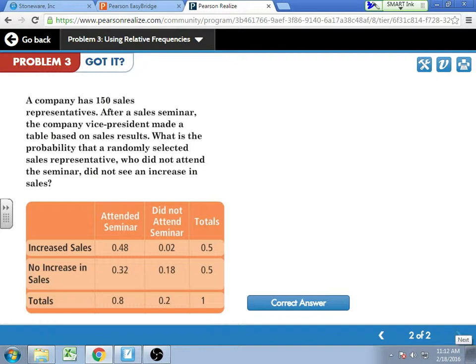Yeah. Oh, you should stack it first, Sasha. 2%. So did not attend, did not see an increase. What is it? 0.18. Did not attend, then did not see an increase. Now notice, it assumes they did not attend because it says what's the probability that they did not attend and did not see an increase?